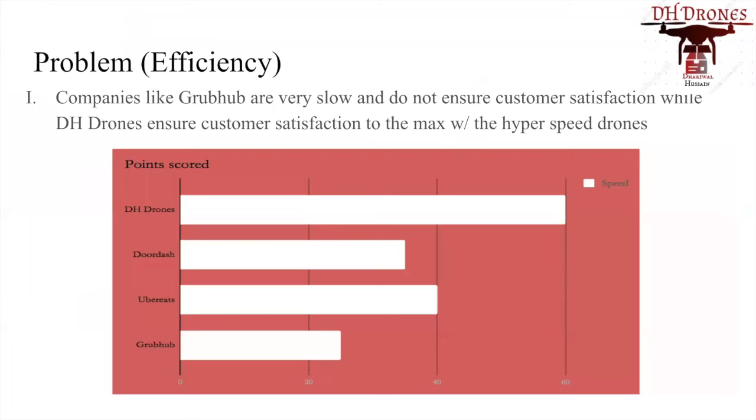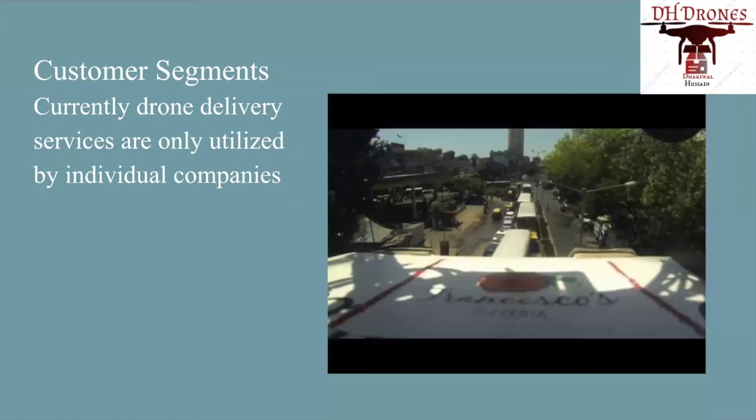The problem is efficiency. Companies like Grubhub, DoorDash, and Uber Eats are very slow and they do not ensure customer satisfaction. Many customers that we have interviewed have even said their food regularly arrives 30 minutes late. DH Drones will ensure customer satisfaction with hyperspeed drones and shipping rates.